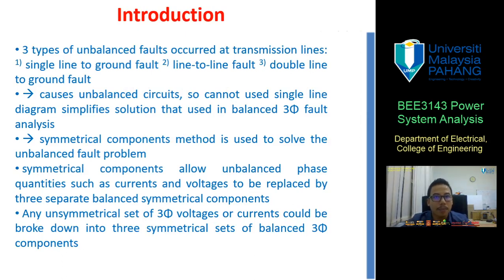Three types of unbalanced fault occur at transmission lines. What are they? Single line to ground, which we call SLG. Then line to line, which we call LL. And then double line to ground, which we call LLG. So we have three basic unbalanced faults: single line to ground fault, line to line fault, and double line to ground fault.